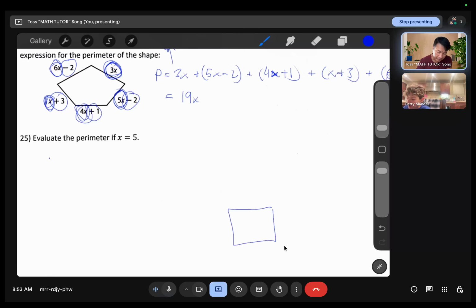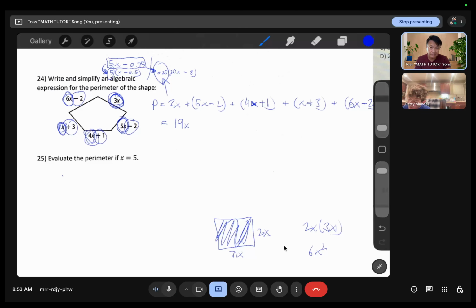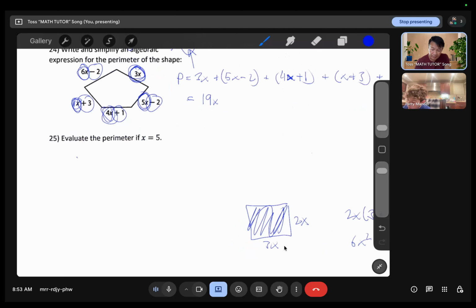Let me start with the area right now. So you have x and x. Let's say this is 3x. The area, like the space inside, is going to be 2x times 3x. I'll parenthesize it. So it'll be 6x squared. So the concept of the square will be coming up, I'm pretty sure next time. So right now it's still perimeter.